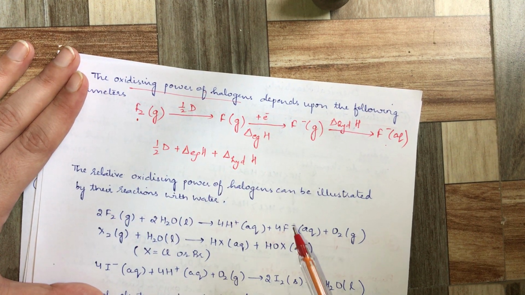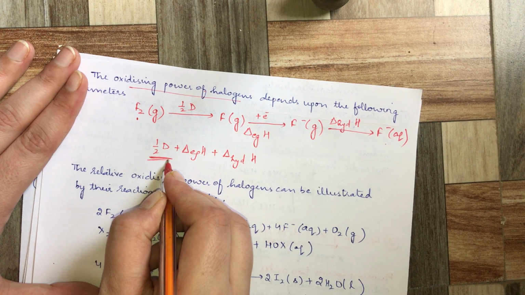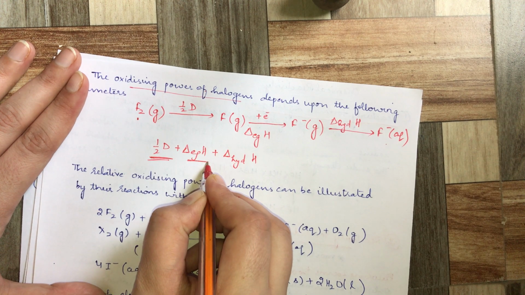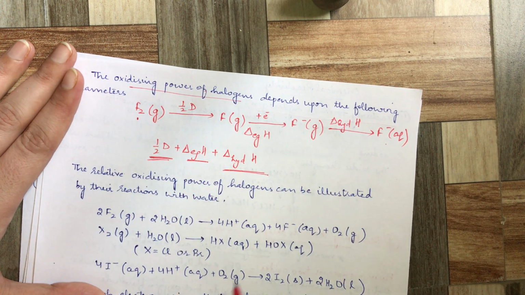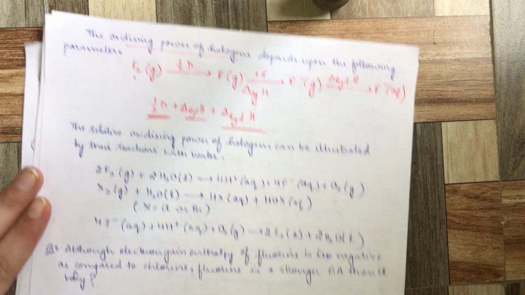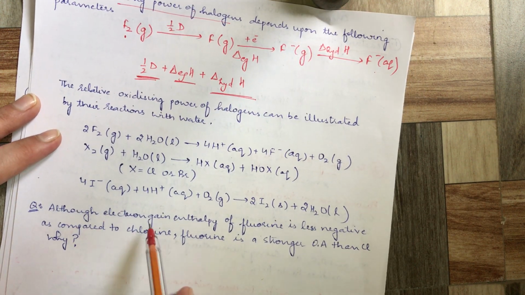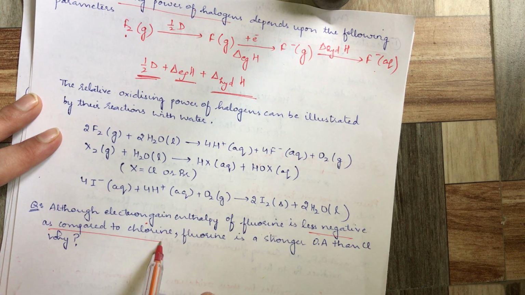right? So the easier the dissociation, the easier the gain, and the more hydration enthalpy is released, the stronger an oxidizing agent that halogen will be, right? So we know that the electron gain enthalpy of fluorine is less negative as compared to chlorine.